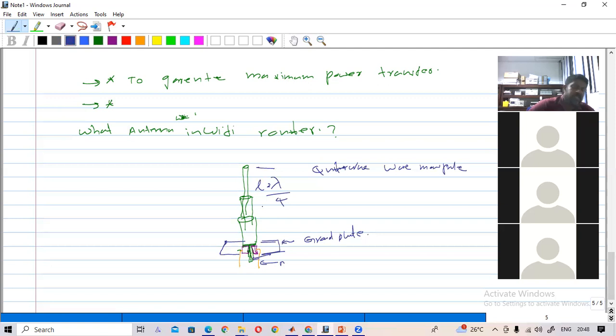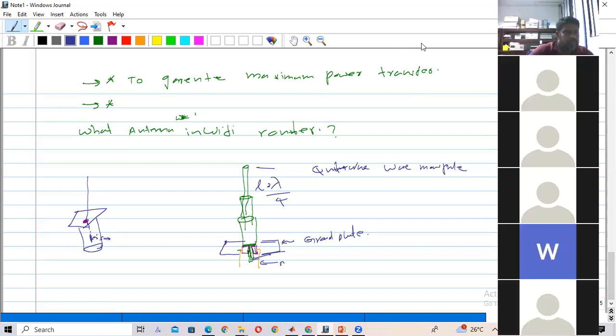If you consider a monopole antenna, here we have the antenna, then we have the ground plane like this. The antenna and ground plane do not touch; they are separated. The antenna is connected to the inner pin of the coaxial connector, an SMA or BNC connector, and the ground will be connected to the outer of the connector.